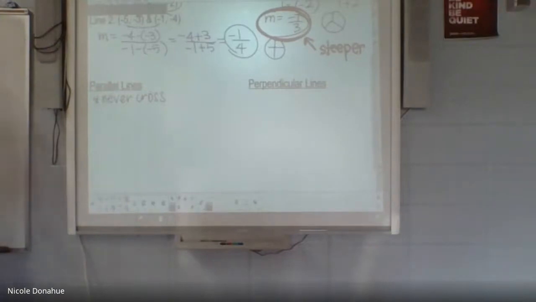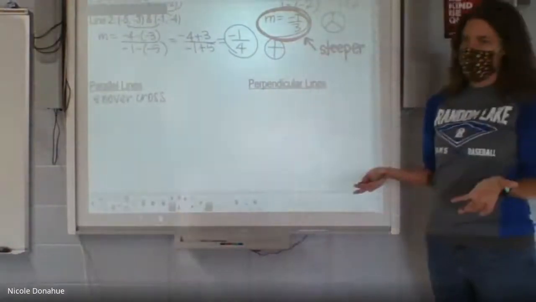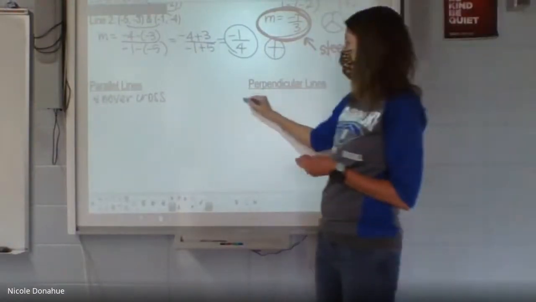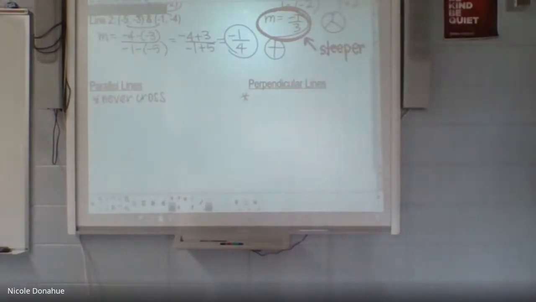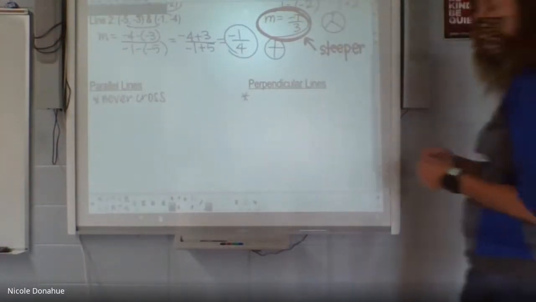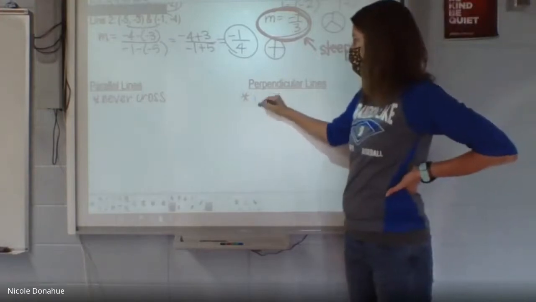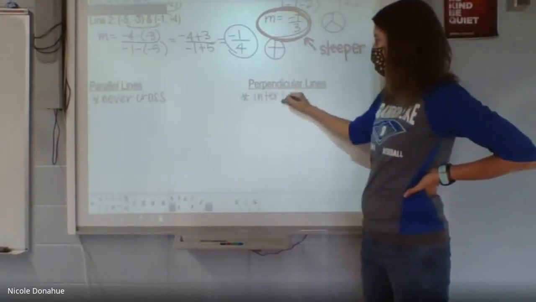Now, that's an interesting fact about parallel lines. That's not going to be quite as useful as what we're talking about today, other than when you see them on the graph. They should never cross. Perpendicular, how do those ones cross? Specifically at what? 90-degree angle. So they intersect at a 90-degree angle.